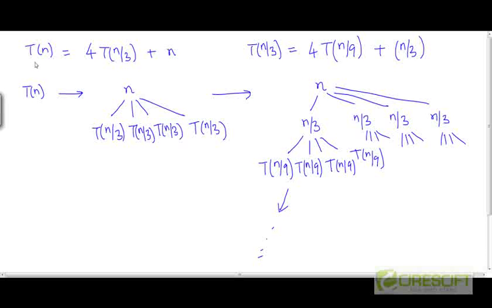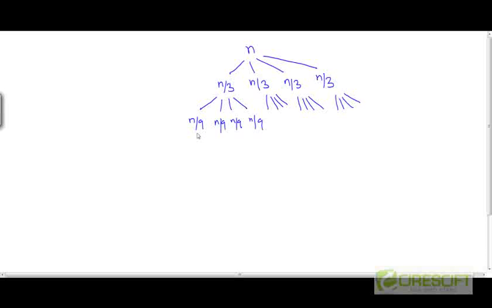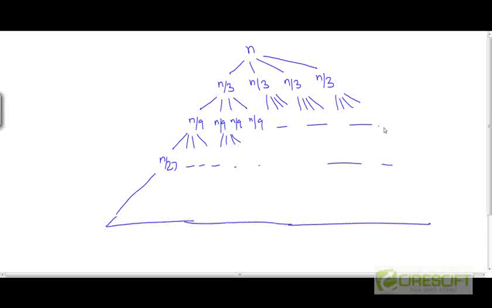And then when we expand T of n by 27, we will have 4 subproblems of size n by 81 plus cost of n by 27. So we'll have n by 9, these will have 4 children, each with a cost of n by 27, and so on, until at the very last level, we get subproblems of size 1.